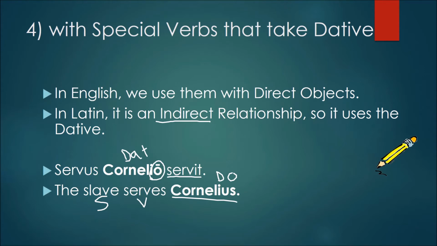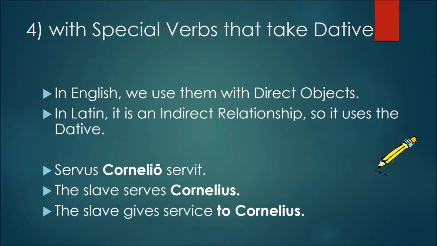The way to best understand why some of these special verbs require the dative is to think about the literal translation of these verbs. To understand what the literal translation of the verb is, we want to change that verb into a verb more common to indirect objects, a verb of giving or doing, and then change the verb into a noun. Let me show you what I mean. Instead of saying the slave serves Cornelius, we could instead say that the slave gives service to Cornelius.